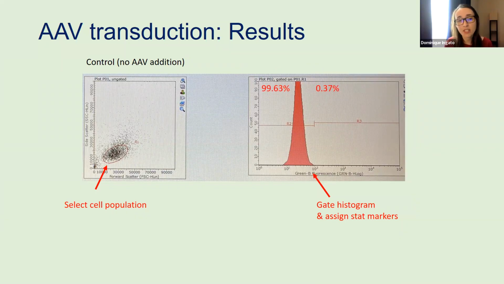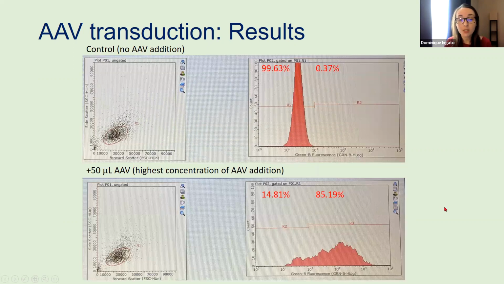So if we click to the next slide, we can now compare this to a case where we actually did add the AAV. And this was the highest concentration that was tested. And we can see now that the same process was applied, but we now have fluorescence showing up on the graph on the right-hand side. So now 85% of our cells are being transduced based on how the stat markers were set. And we still have maybe about 15% that are not producing enough GFP to show up as being fluorescent. So this is a typical experimental result that you would get from flow cytometry.